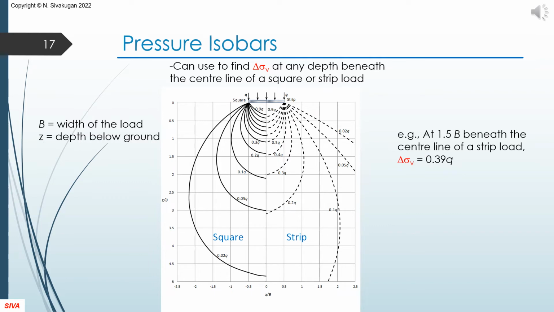Let's just be concerned about the vertical stress increase at a point on a transverse vertical plane through the center of square and strip uniform loads of width B. Using the MN chart, it is possible to find the stress increase at any point on this plane.